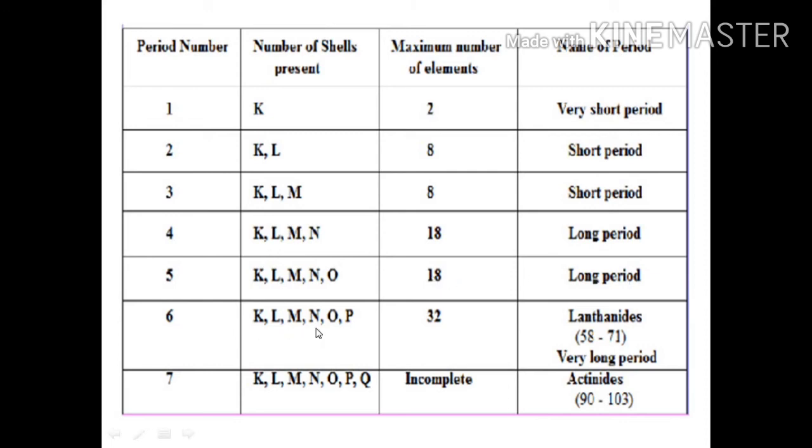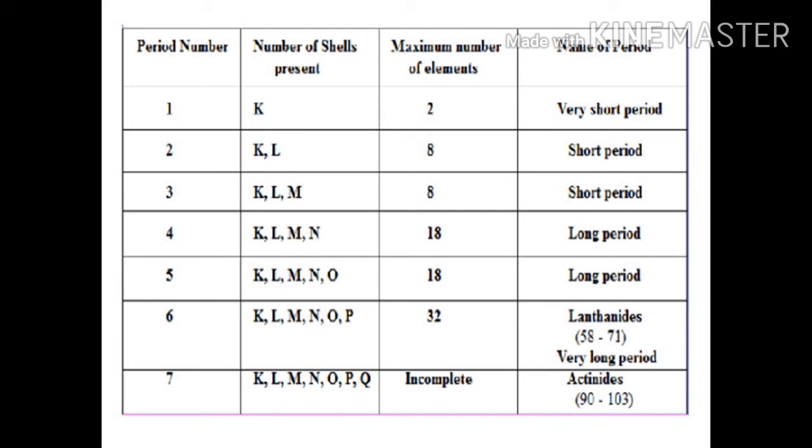Period 6, K, L, M, N, O, P, with 32 elements. So this is a very long period, and a part of it is placed below the main periodic table. They are called lanthanides. And period 7, they have 7 shells, K, L, M, N, O, P, Q, and this is an incomplete period, and a part of this incomplete period, that is period 7, is placed below the main periodic table, and they are known as actinides.